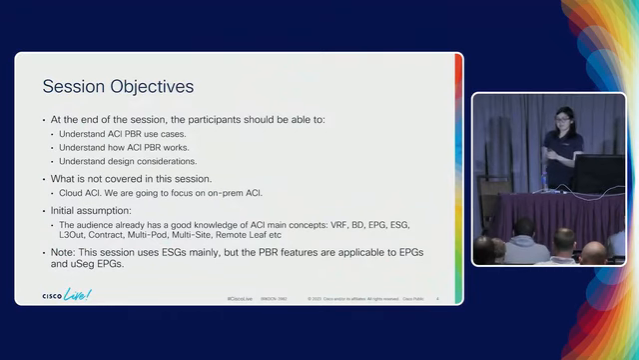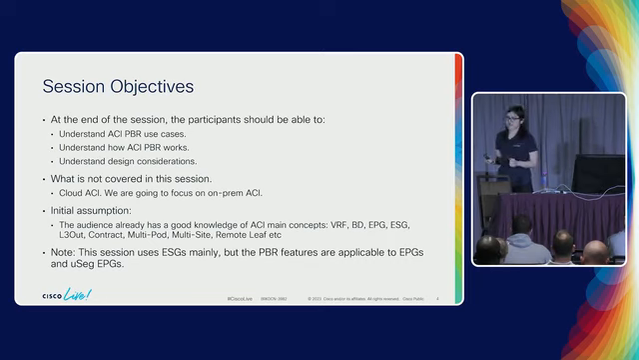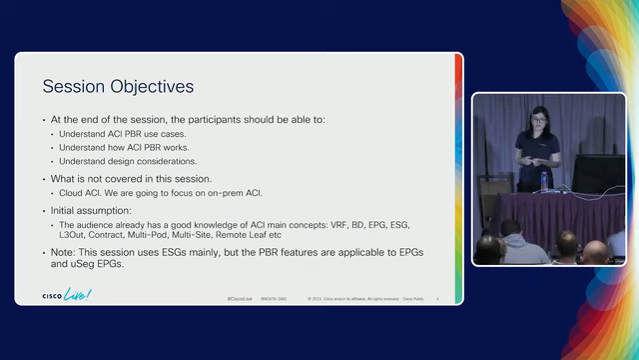Session objectives. After this session, I hope everybody understands the PBR use cases. What's the benefit and when to use PBR? That's objective number 1. Objective number 2 is I want you to understand how forwarding works. What's actually happening inside of the ACI fabric. And then I want you to understand what's the design considerations that would be required when it comes to applying PBR design to your network. So these are the session objectives.